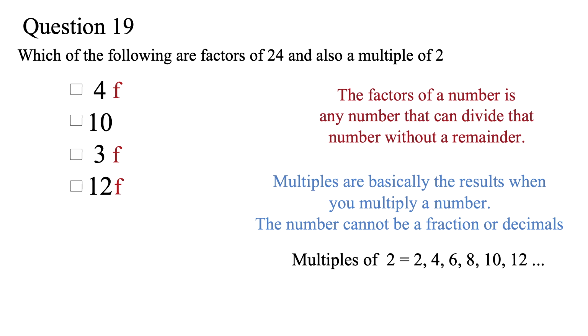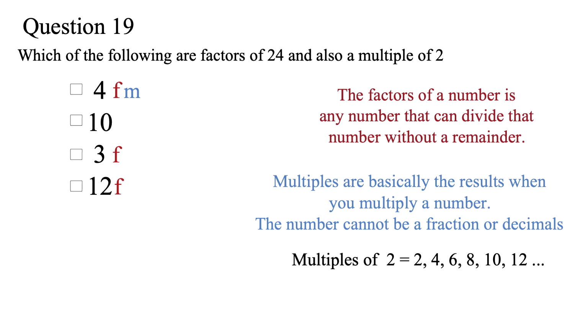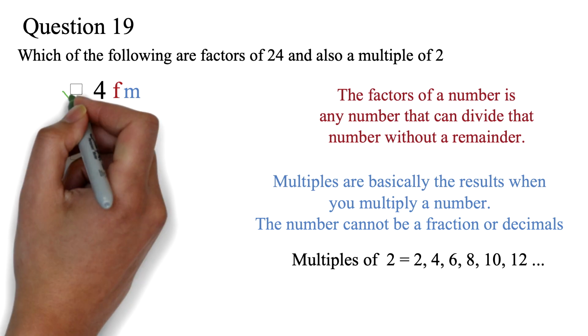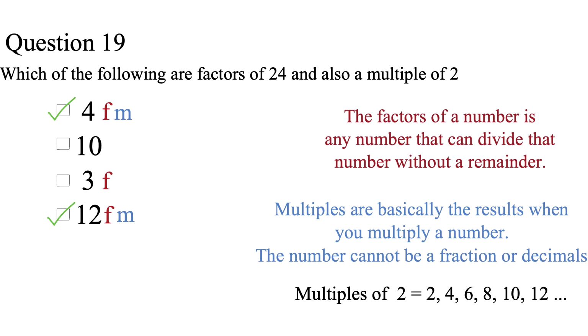We said 4 is a factor of 24. Is 4 also a multiple of 2? The answer is yes. 2 times 2 is 4. We said that 3 is a factor of 24. Is 3 also a multiple of 2? The answer is no. 2 times nothing will give 3. So although this is a factor of 24, it is not a multiple of 2. Finally, we said 12 is a factor of 24. Is 12 also a multiple of 2? The answer is yes. 2 times 6 is 12. So our answer is 4 and 12. 4 and 12 are factors of 24 and also multiples of 2.